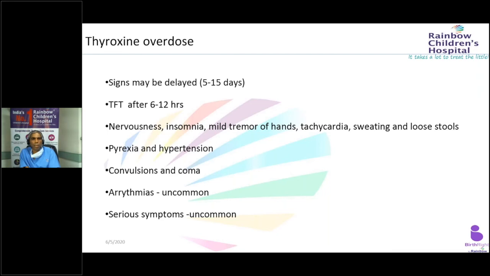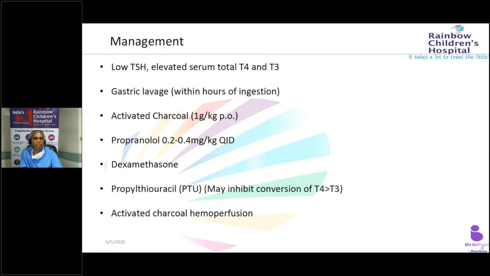And children will tolerate thyroxine overdose very well. It's very, very unlikely that they will develop symptoms or toxicity because of the thyroxine overdose. In terms of symptoms, they might develop tachycardia, tremors, sweating, pyrexia, hypertension, and cardiac arrhythmias. They might develop convulsions and coma. The serious symptoms are very, very uncommon in children.